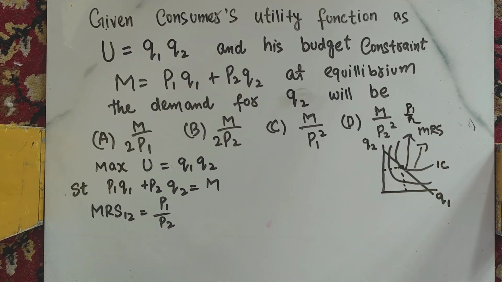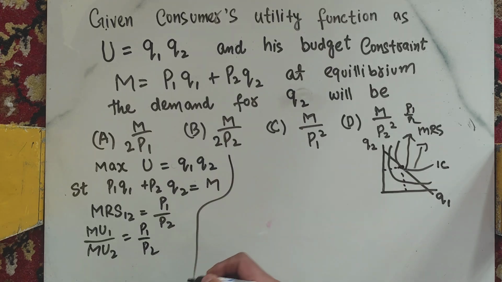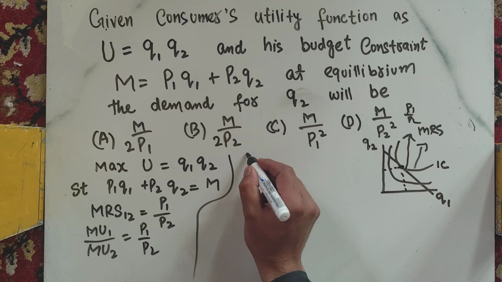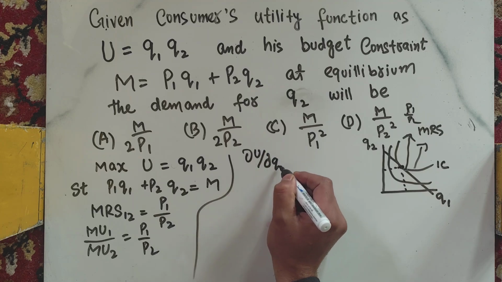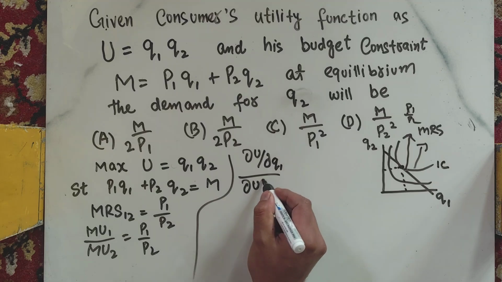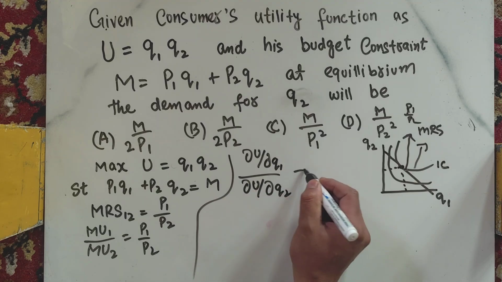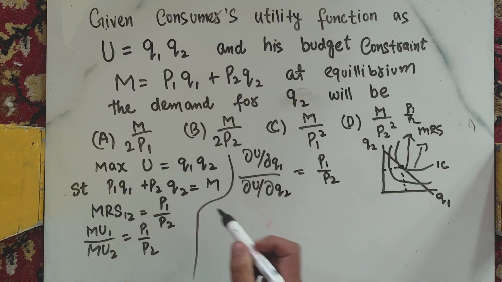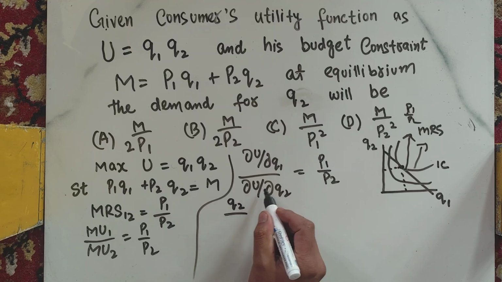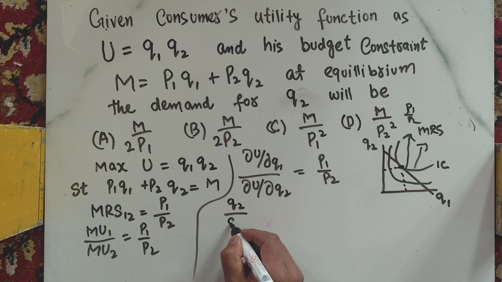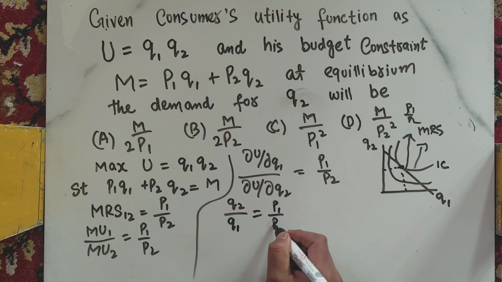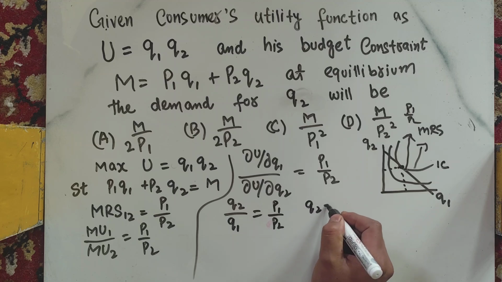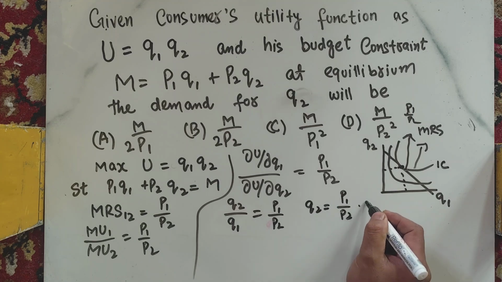Now MRS, as we know, is the ratio of the marginal utility of good 1 and the marginal utility of good 2. It should be equal to P1 upon P2. Marginal utility of good 1 is the change in the utility due to the consumption of good 1, and marginal utility of good 2 is the change in the utility due to the change in the consumption of good 2, and it should be equal to the ratio of the prices. Now partially differentiating the utility function with respect to Q1 gives us Q2. Likewise, partially differentiating the utility function with respect to Q2 gives us Q1, and it should be equal to P1 upon P2. Solving for Q2, Q2 will be equal to P1 upon P2 times Q1.